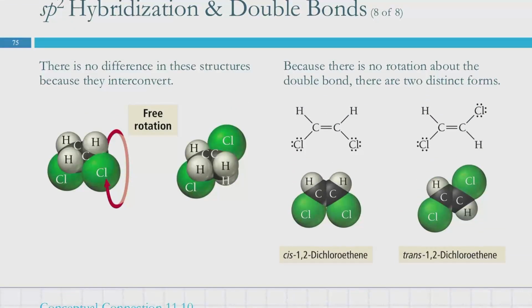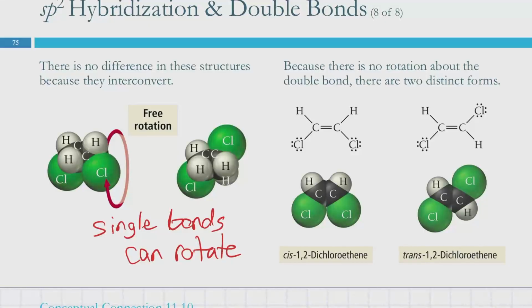Great. So free rotation around single bonds. Single bonds can rotate. This also kind of breaks the handshake analogy because you can't rotate 360 degrees in a handshake. But whatever.